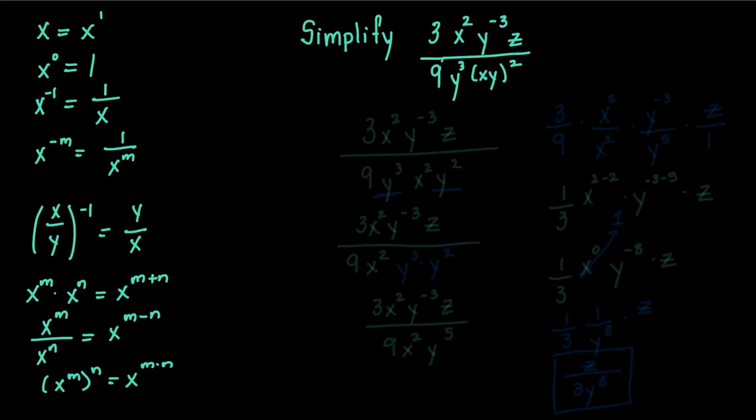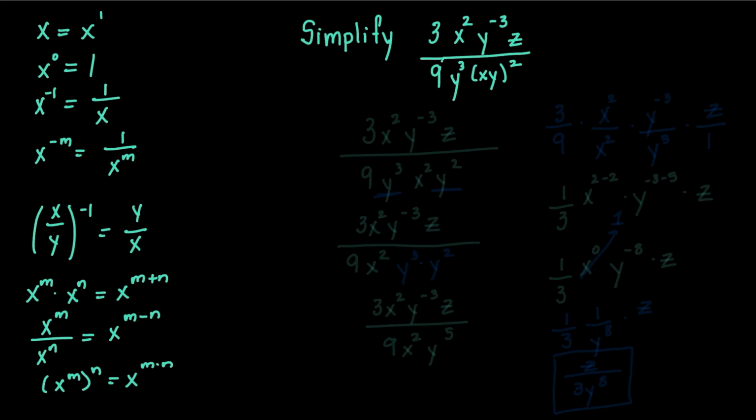Okay, let's work out this example. Simplify. We have a large expression here with exponents. So we're going to break it down as simple as possible. I always look at the numerator and denominator individually first.